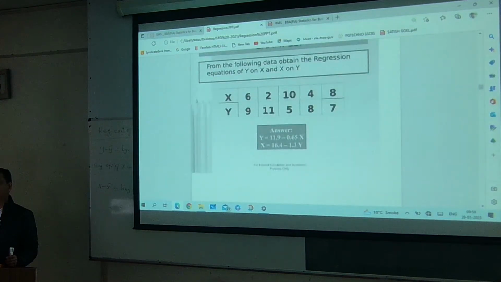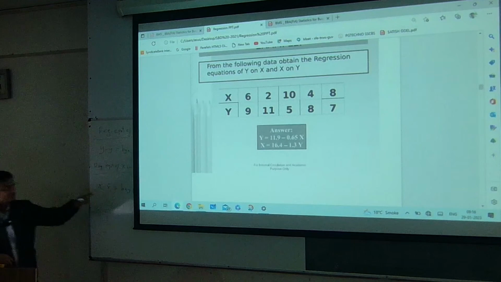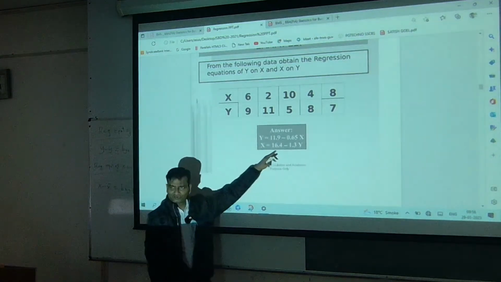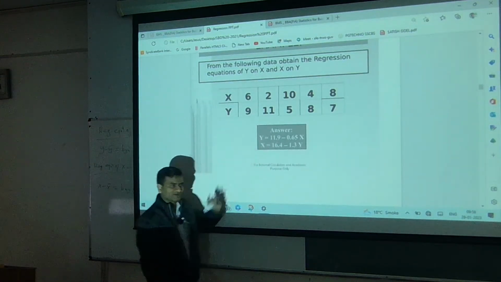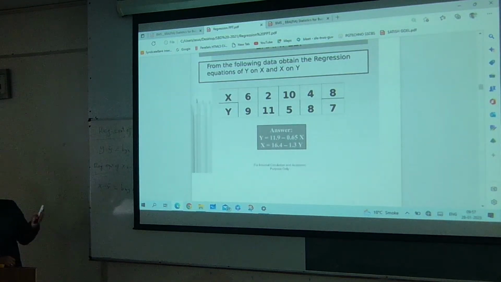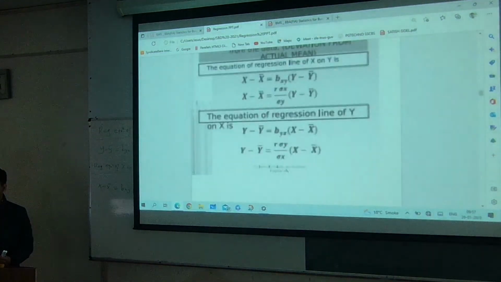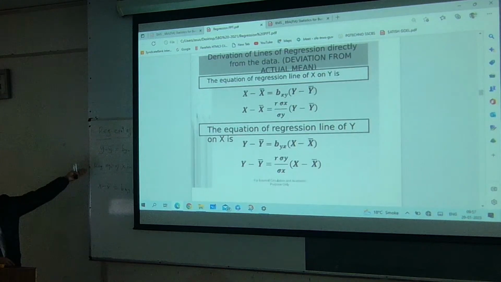And for this example, we have calculated both regression equations. You can see we have only 5 observations here. Okay, and we have found both equations: y equal to this first, and this second is x equal to. So this is the y on x, this is x on y. So both regression equations are calculated. Further, you can see this is the form which I was discussing here.